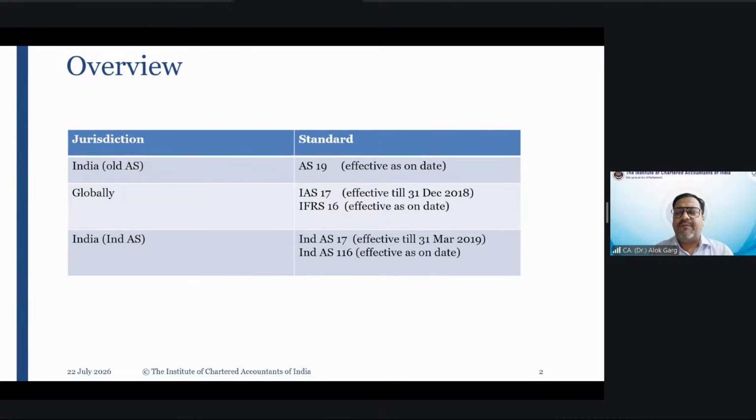In the next 15-20 minutes, I will set the context, I will revise the concepts, and then I'll come to the practice questions. Before taking the complex practice questions, I will discuss the concepts relating to those questions and I will solve those questions.